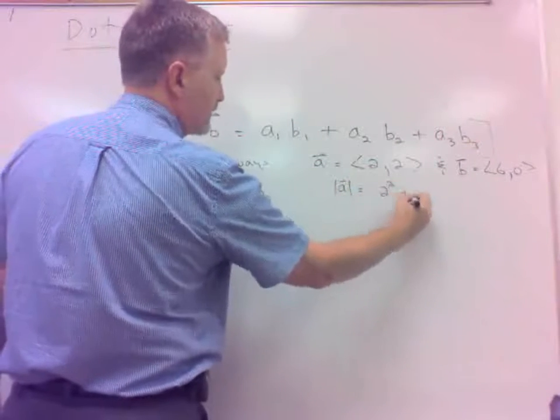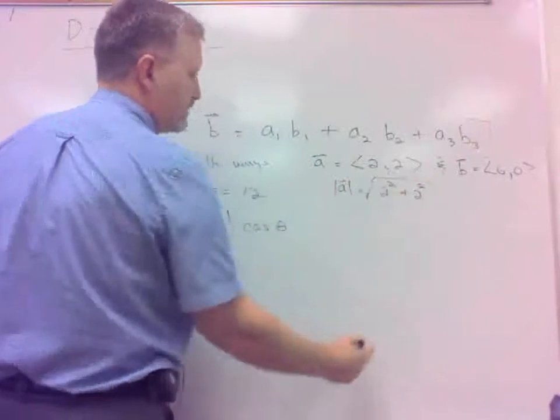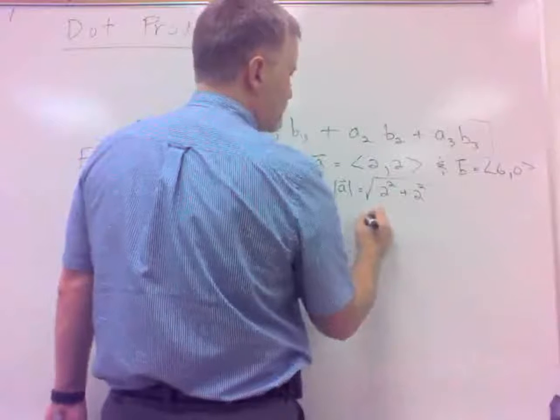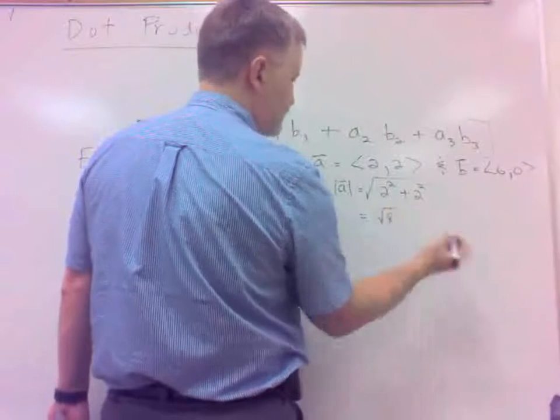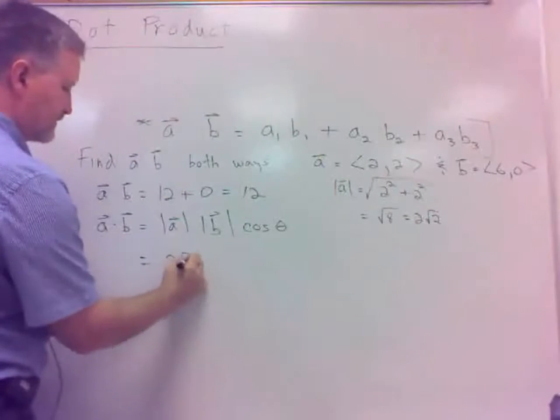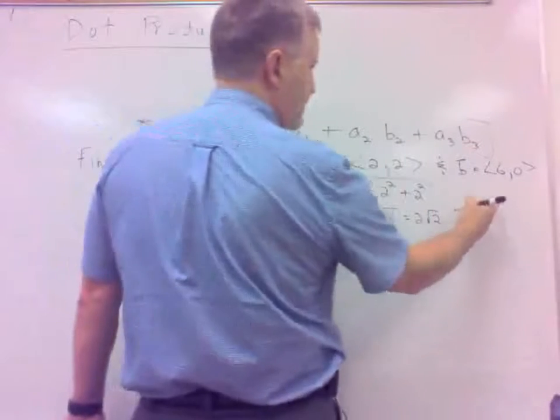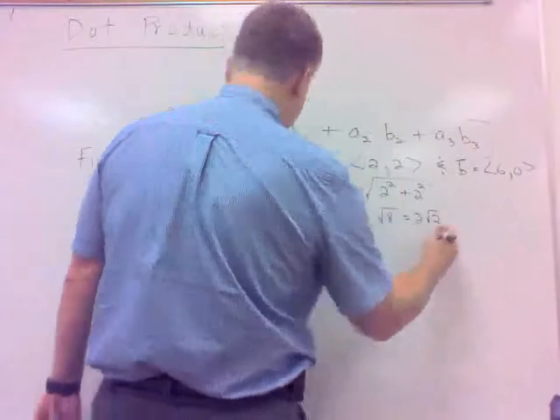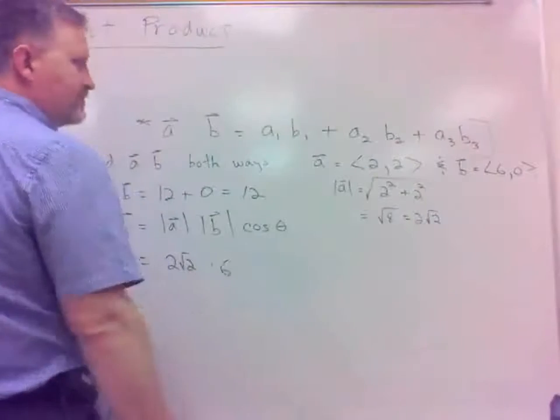2 squared plus 2 squared, square rooted? Yeah, square root of 8, or 2 squared of 2. So that's 2 squared of 2. Magnitude of B, that's an easy one, isn't it? B is 6, okay. That would be 6.